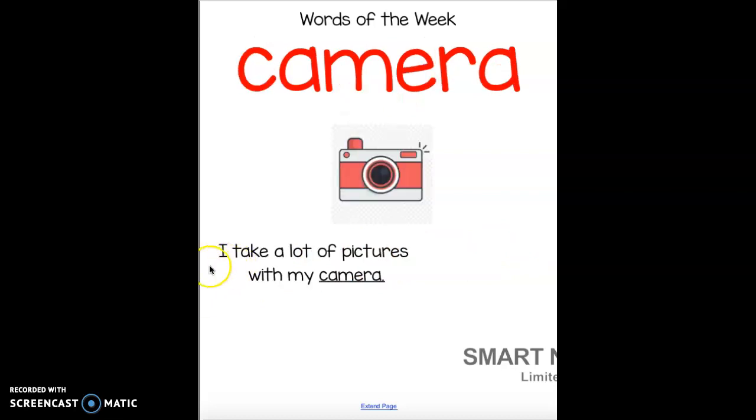Next word, camera. Say the word camera. C-A-M-E-R-A, camera. Again, camera. C-A-M-E-R-A, camera. Eyes closed, camera. C-A-M-E-R-A, camera. I take a lot of pictures with my camera.